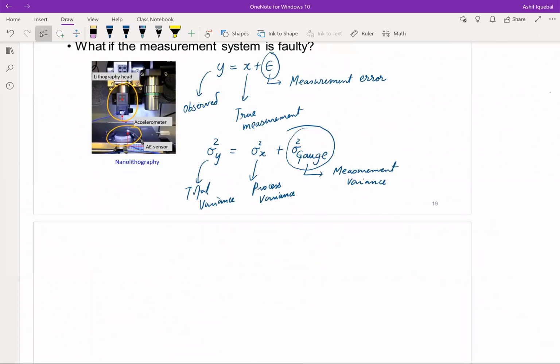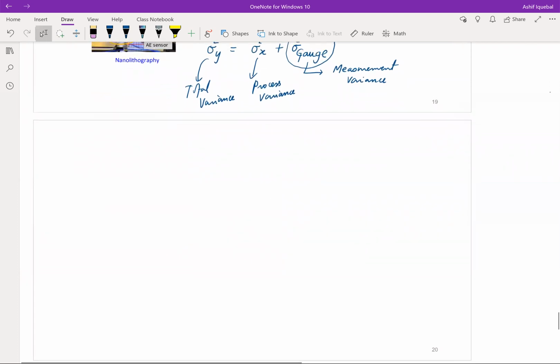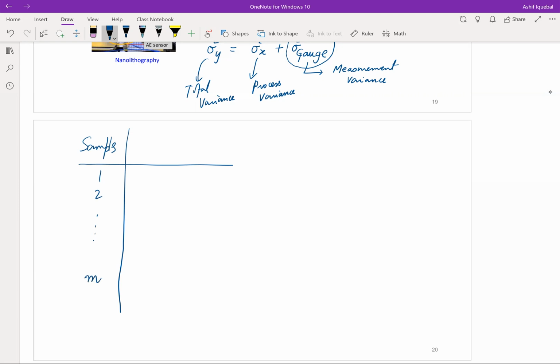Okay, so calculation of sigma square gauge is a little tricky. Let me try to explain how we can calculate this. Let's say we have samples 1 to, let's say, M. Now if you take the same sample, let's say I take this water bottle and I measure the diameter of this water bottle using a vernier caliper, and I repeat the measurement 10 times. Okay, so I take this sample and I repeat the measurement 10 times, M1, M2, up to M10.